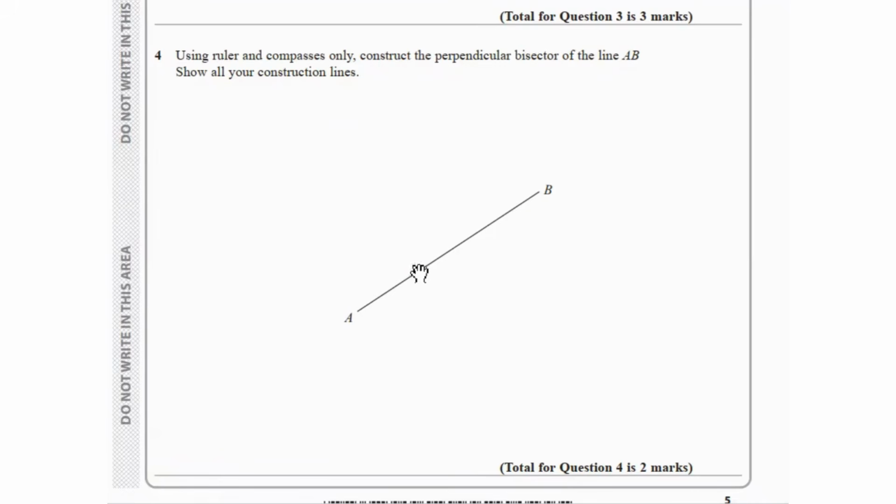So for that, you need to measure your line AB first. Let's say the line AB is 6 centimeters. So you will open your compass to more than 3 centimeters. Once you've done that, you put your compass at point A and draw an arc above and below the line. Similarly, you put your compass at point B with the same length that's being opened and draw another arc above and below the line.